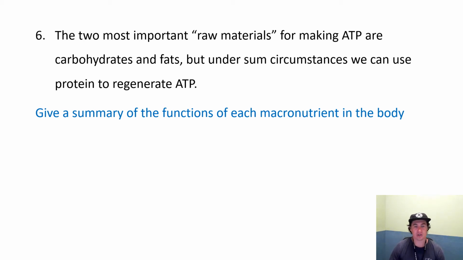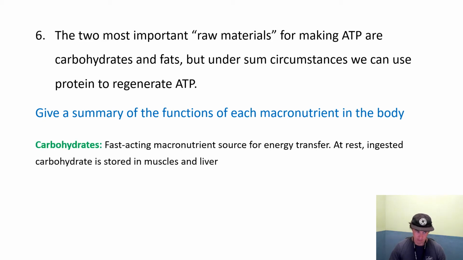Question 6 is give a summary of the functions of each macronutrient in the body. So, for example, protein isn't used as one of the materials for building ATP if possible because it has other functions that are really, really important. Fats also have other functions that are really, really important. Carbohydrates are important for energy production, fast acting, easy transfer at rest. Ingested carbohydrates are also easily stored in our muscles and our liver. So through ingestion and digestion, carbohydrates can be transferred into the blood really easily and quite easily stored, and that storage can be broken down, and glycolysis can happen quite quickly.